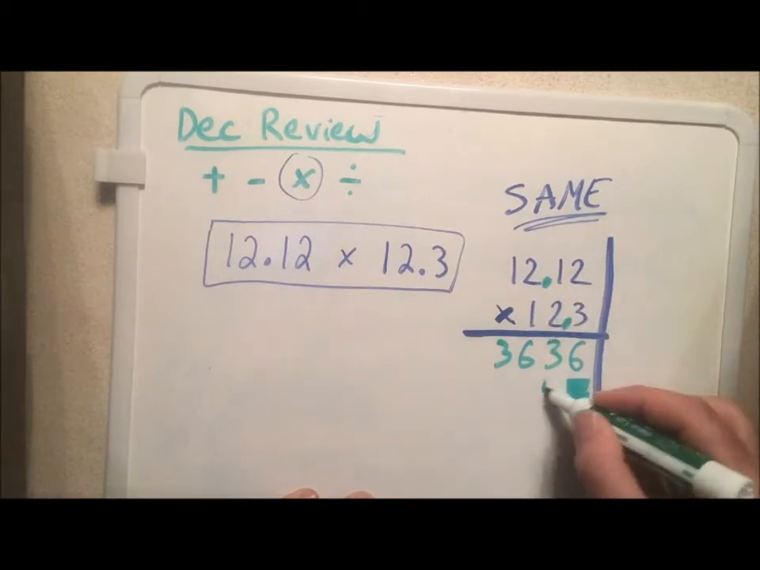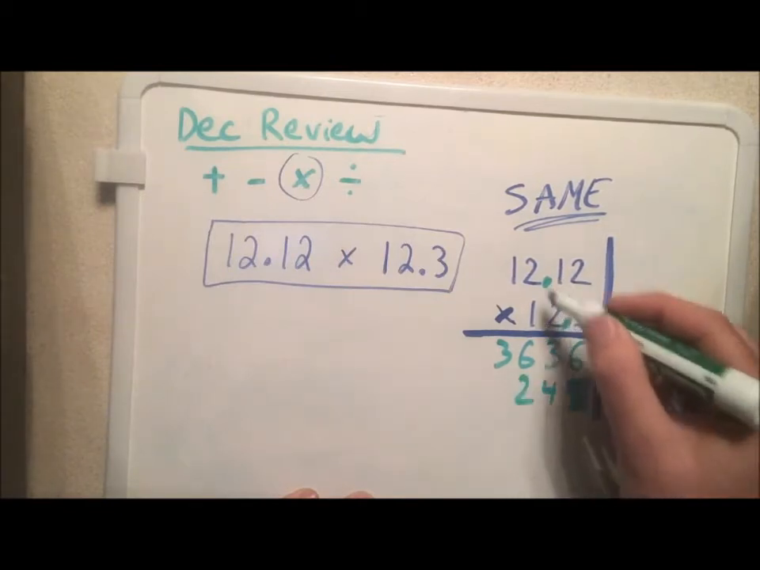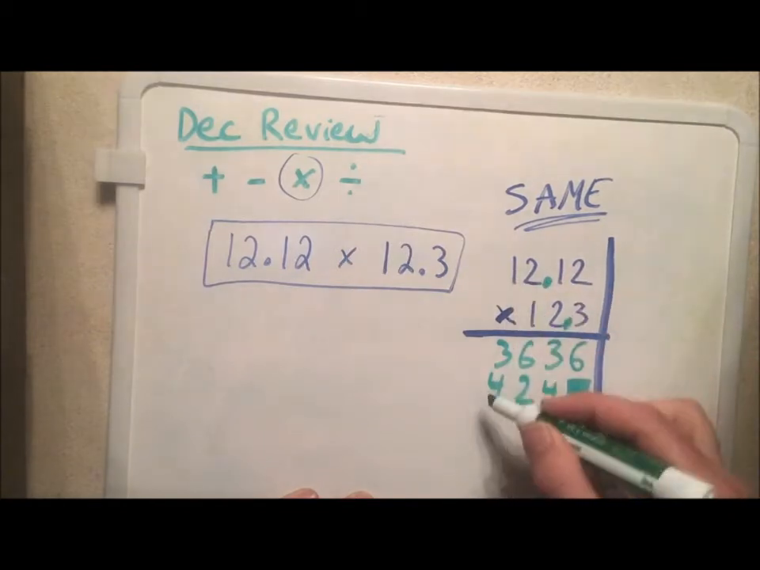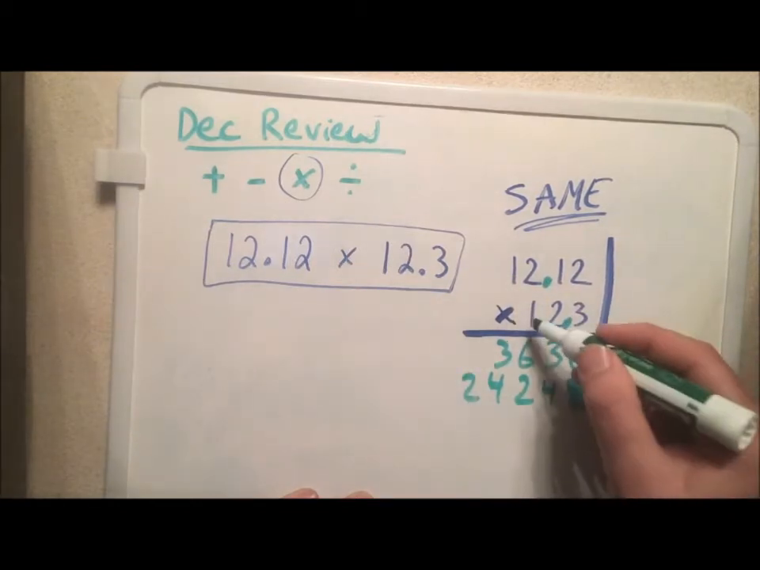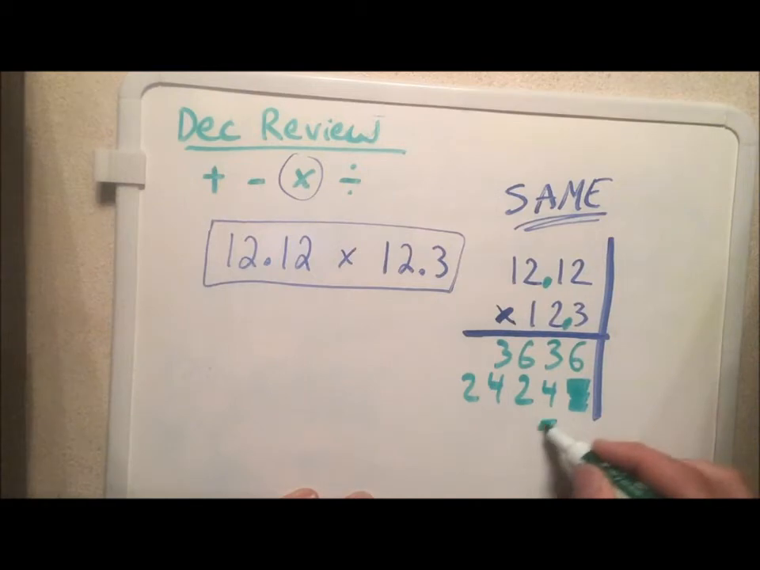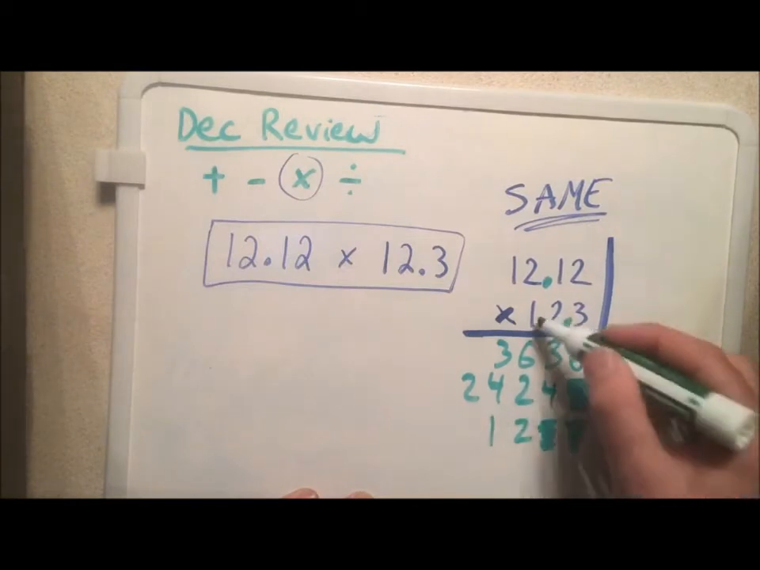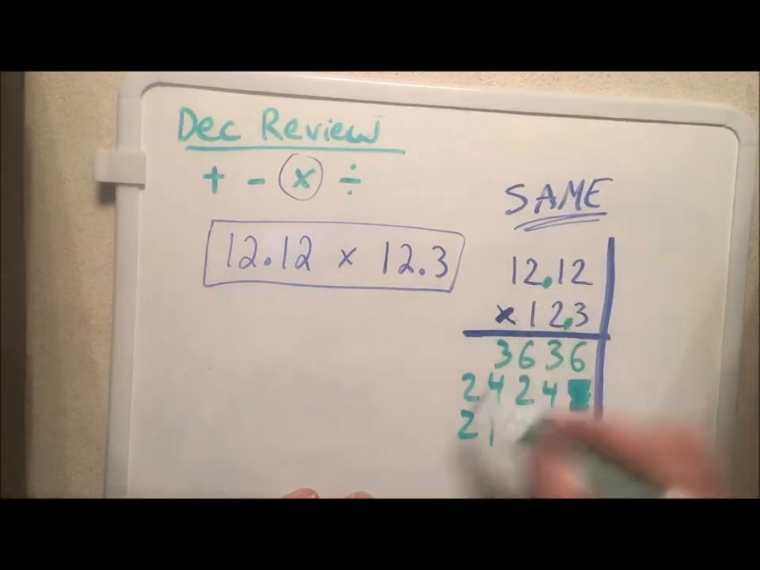2 times 2 is 4. 2 times 1 is 2. 2 times 2 is 4. 2 times 1 is 2. And then the next one starts in this column, so I'm going to have two chunks of no man's land. 1 times 2 is 2. 1 times 1 is 1. 1 times 2 is 2. 1 times 1 is 1.